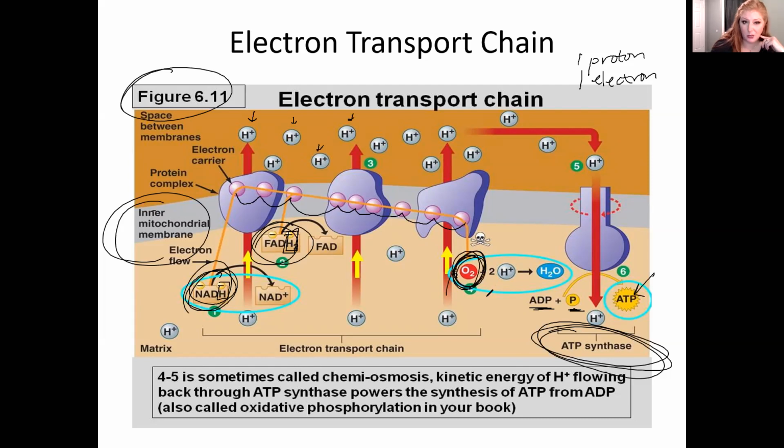Remember I told you that this is why we breathe? This is why we breathe. Oxygen has to be at the end of the electron transport chain as the final electron acceptor. When the electron is done playing hot potato, it has to get picked up by oxygen. See the skull and crossbones? This is where cyanide interacts.